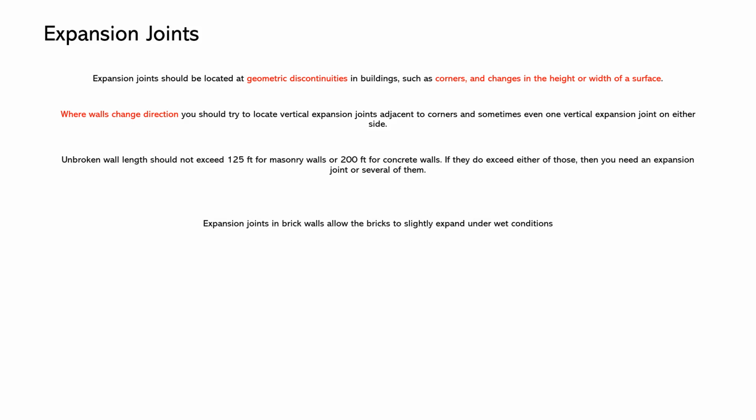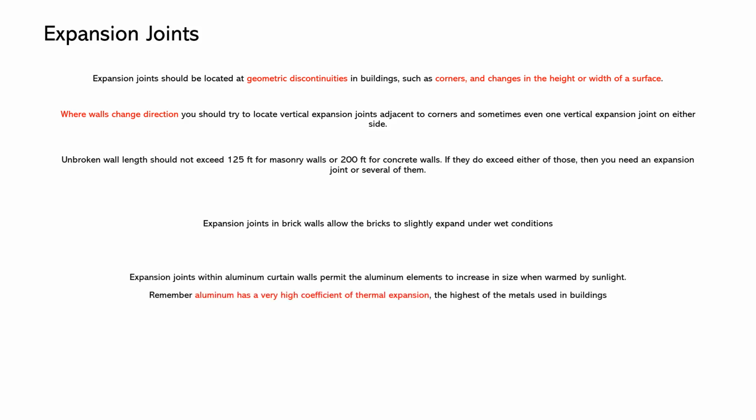So an example, expansion joints in brick walls allow the bricks to slightly expand under wet conditions, and expansion joints within aluminum curtain walls permit the aluminum elements to increase in size when warmed by sunlight. Remember, aluminum has a very high coefficient of thermal expansion, the highest of the metals.